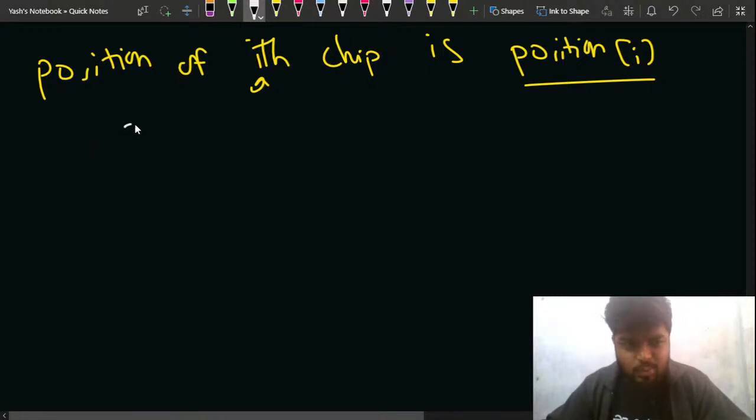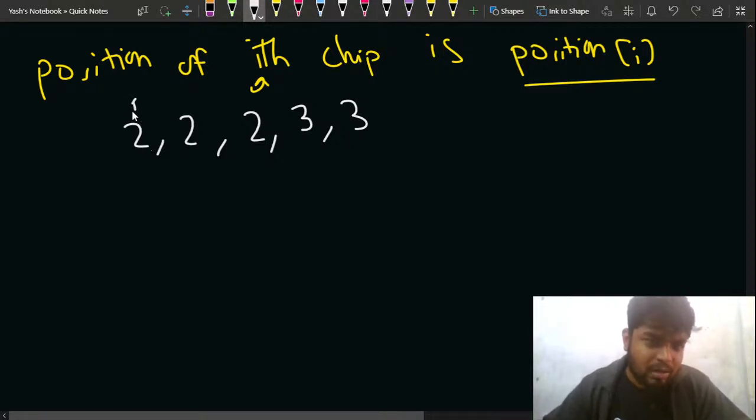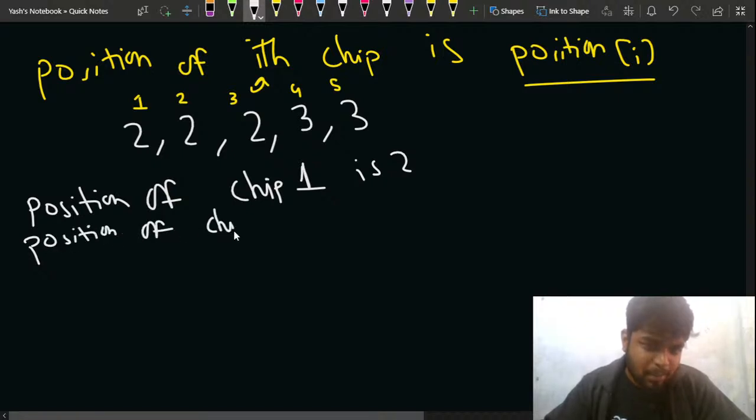Let's say that I have a case where 2, 2, 2, 3 and 3. If this is the case, can someone tell me? So let's index this out. Let's do a 1 based indexing here, because the 0th chip will not be there, right? 1, 2, 3, 4 and 5. So in this case, I will say that position of chip 1 is 2, right? Next I'll say that position of chip 2 is 2.